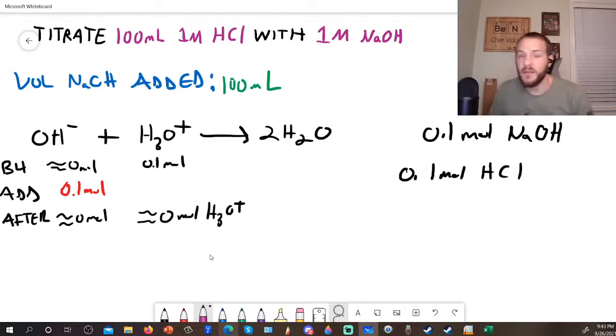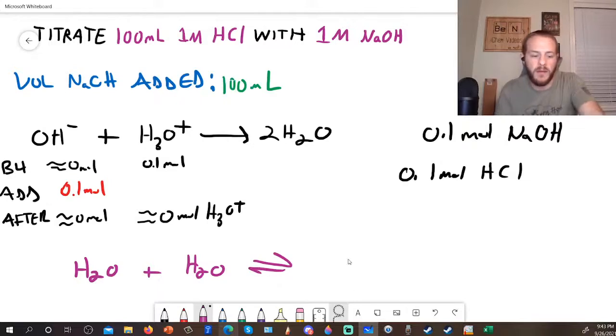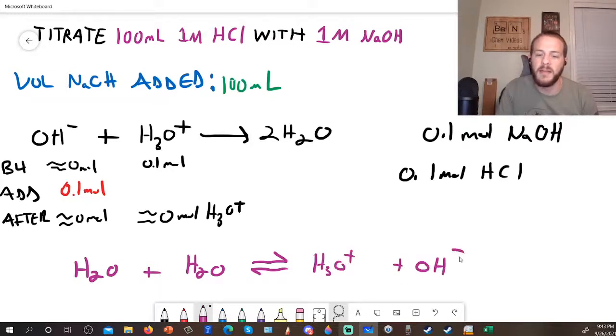Water will ionize on its own according to this equation where you have a water molecule and another water molecule reacting reversibly, right? These are supposed to be equilibrium arrows. Let me try that again. To form, there we go, that's a little bit better. To form hydronium ion and hydroxide ion, right? This happens on its own. You don't need to add any additional acid or base in order to get water to do this, right?